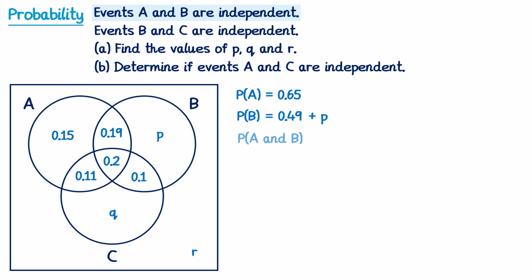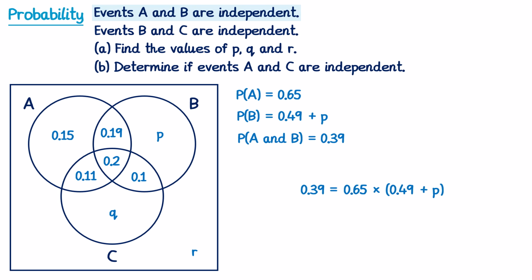Now we also need the probability of A and B, which is the overlapping section of these two circles, so these probabilities here. If we add those together, we end up with 0.39. Now we can use our formula for independence. The probability of A and B is the probability of A multiplied by the probability of B. So if we substitute these values in, we have 0.39 equals 0.65 multiplied by 0.49 plus P. So we end up with this equation here.